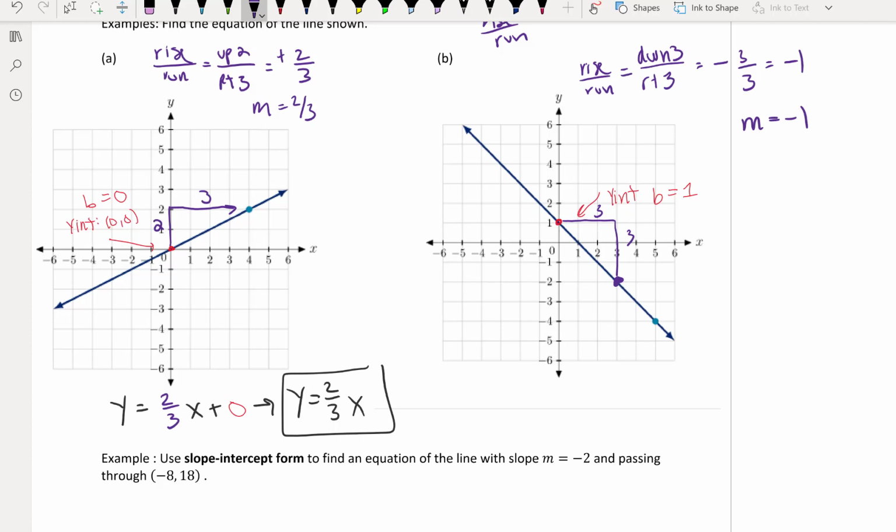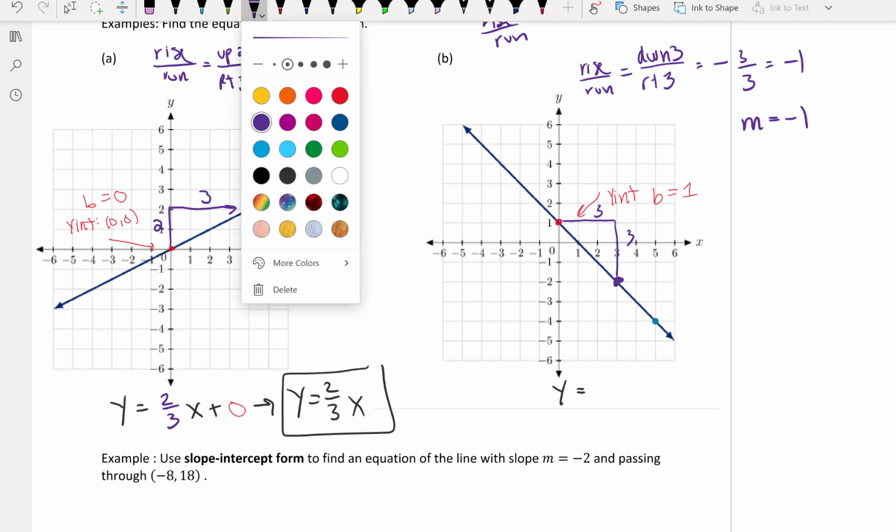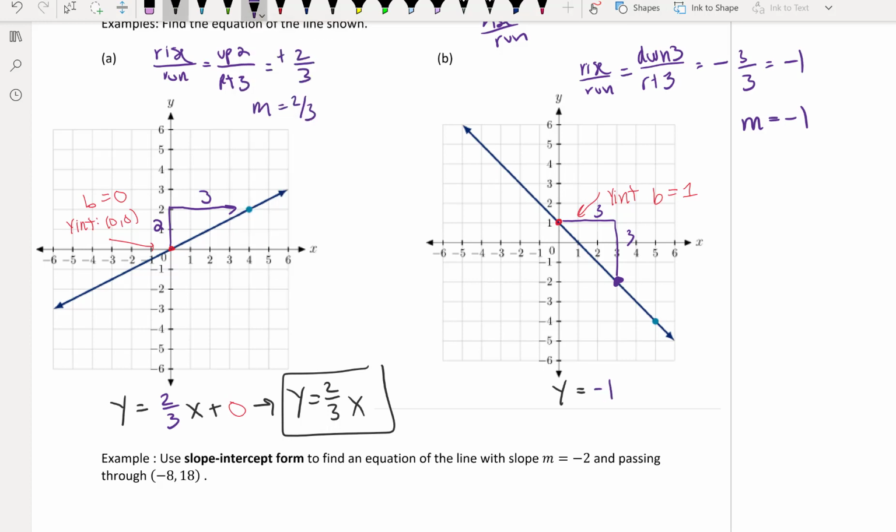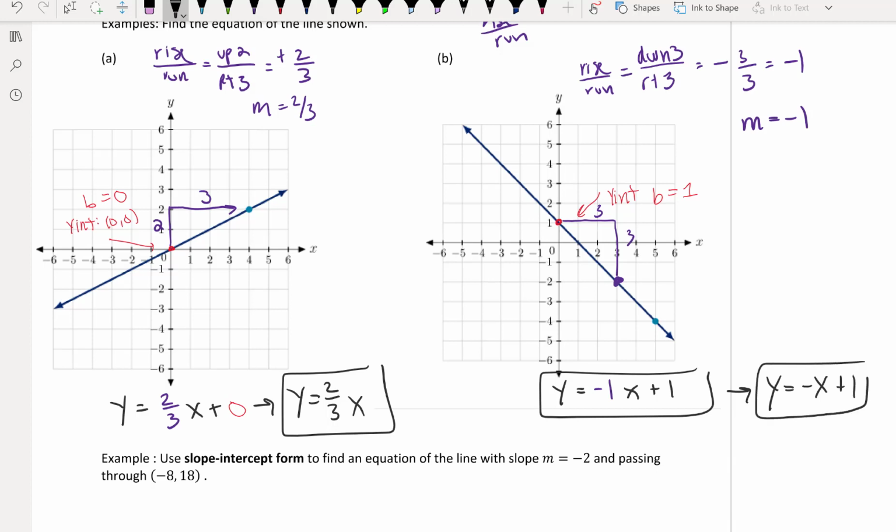So I'm going to rewrite this as y is equal to my negative slope, negative 1, x, and plus your b value, which was 1. So y is equal to negative 1x plus 1, or you could write it as y is equal to negative x plus 1. These both mean the same thing. You may or may not want to put that coefficient of 1 in front of the x, and that's really up to the student on what they prefer.